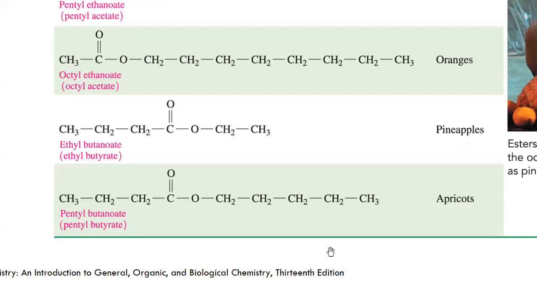For pineapples and apricots, we're dealing with butyrates instead of acetates. So we're dealing with a longer acid chain. And so in pineapples, it's ethyl butyrate. In apricots, it's pentyl butyrate.